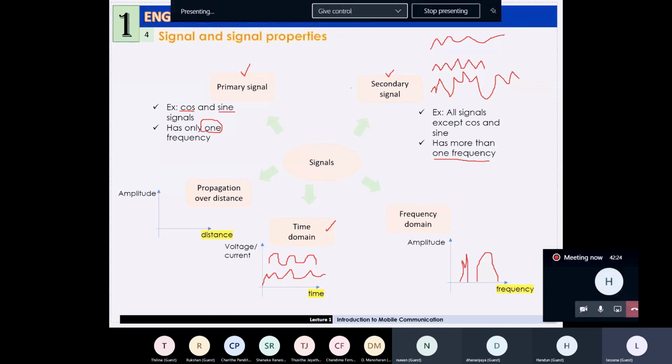When I propose you to use this frequency domain, that means you are drawing your signals against the frequency axis. By doing that, you may be able to tell something more about your signals against their frequency content.